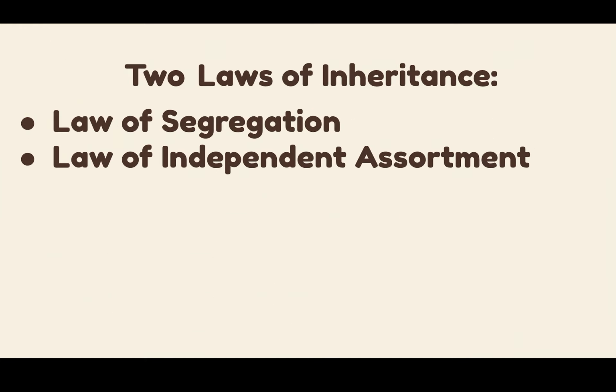So there are 2 laws of inheritance. The law of segregation is basically what I just explained in the last slide, and then the law of independent assortment is when each pair of alleles segregates independently of each other, and this leads to gamete formation. And it only applies to genes on different non-homologous chromosomes, or if they're very far apart on the same chromosome.